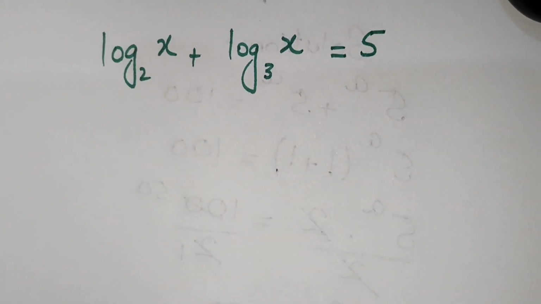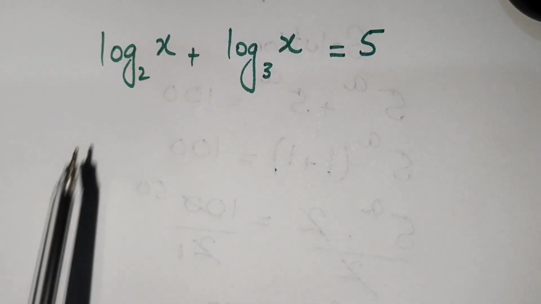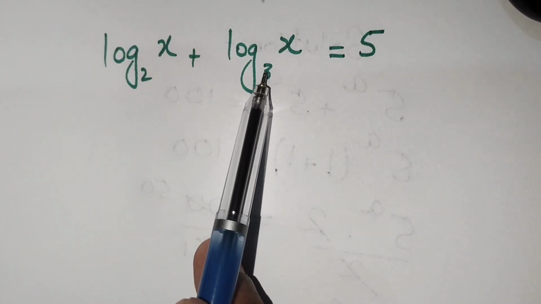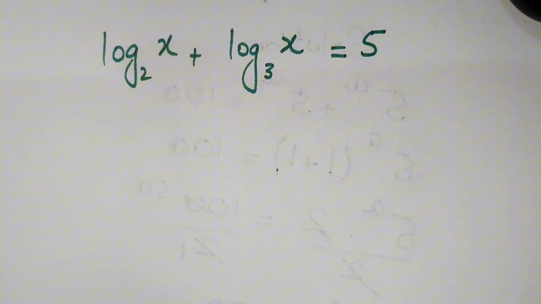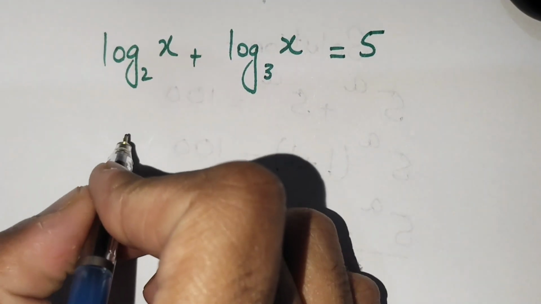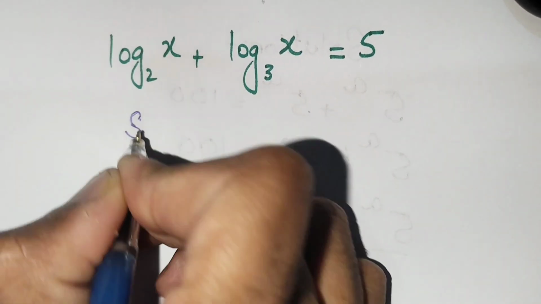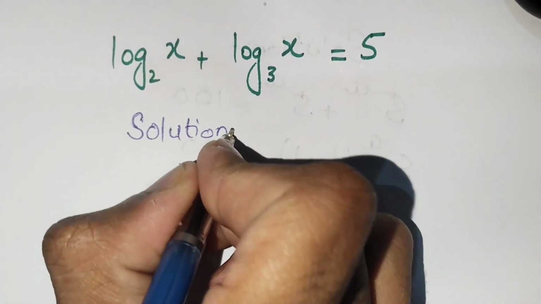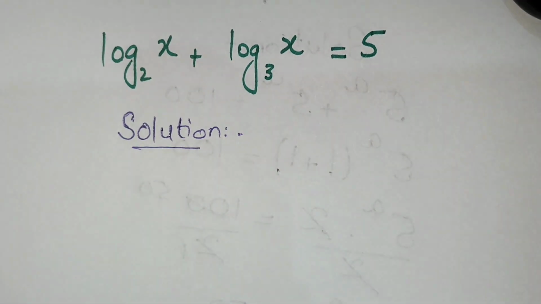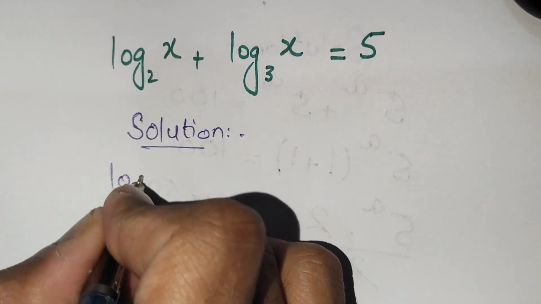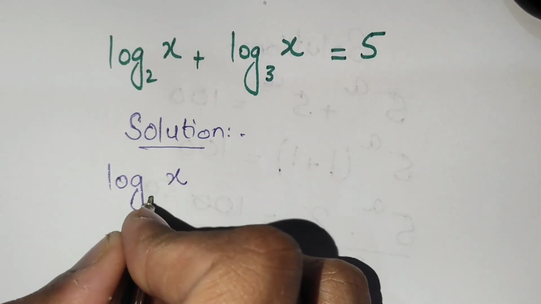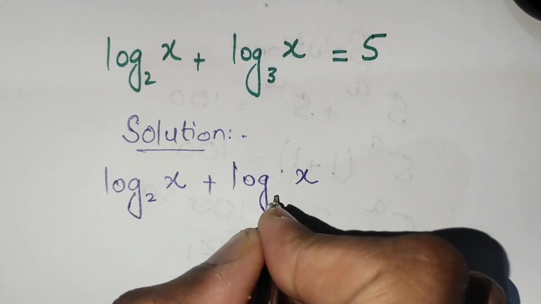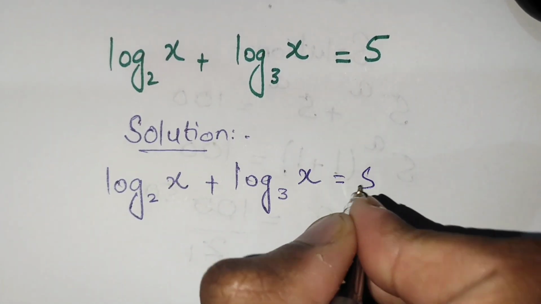Hi everyone, in this video we will solve log of x to the base 2 plus log of x to the base 3 equals 5. Find the value of x. So we will start the solution of this question. We are given log of x to the base 2 plus log of x to the base 3 equals 5.